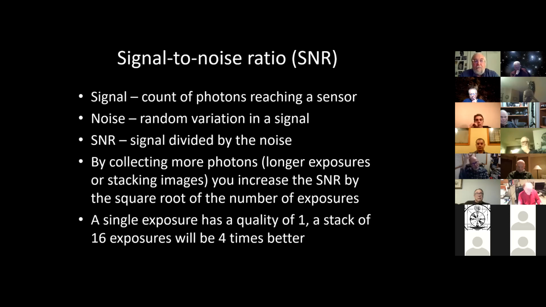So the signal is the count of photons reaching a sensor. Any kind of photons, right? Noise is the random variation in the signal. And then the SNR is signal divided by the noise. And by collecting more photons in longer exposures or stacking images, you increase the signal-to-noise ratio by the square root of the number of exposures. So for example, a single exposure has a quality of 1. A stack of 16 exposures will make that image 4 times better, just because of the ratio of signal to noise.